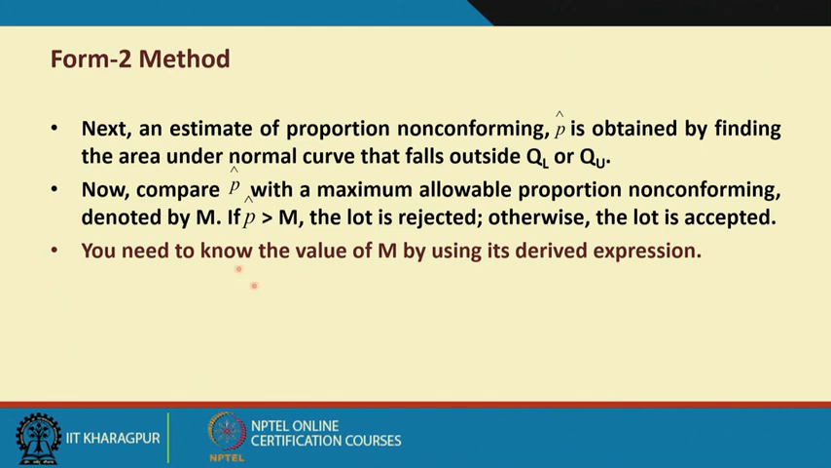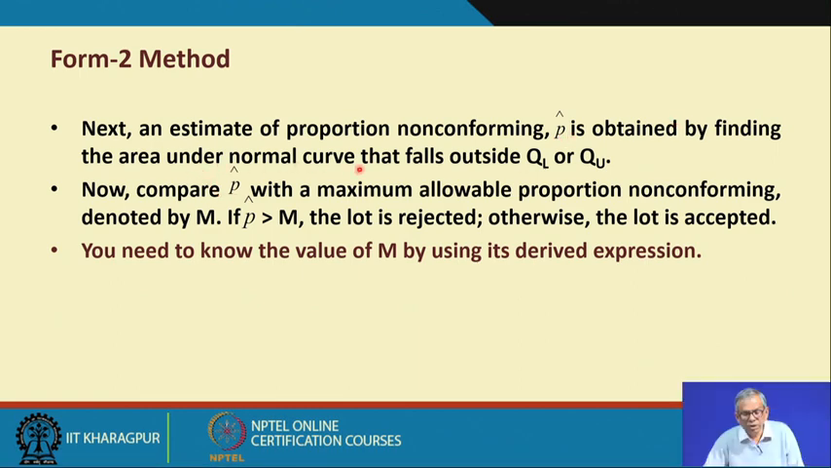Next, what you do? An estimate of proportion non-conforming P hat is obtained by finding the area on the normal curve that falls outside QL or QU. Is it okay? So again you refer to the standard normal table, because the normality assumption holds. You just get the area under the normal curve falling outside QL or QU, and this area is referred to as proportion non-conforming, and the notation is P hat. Is it okay? So the P hat, you get these values from the table.